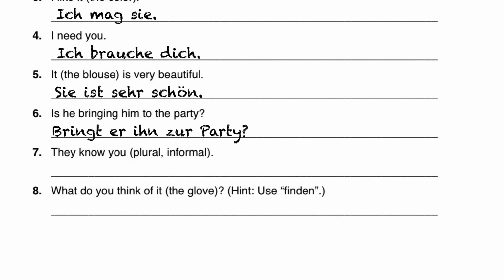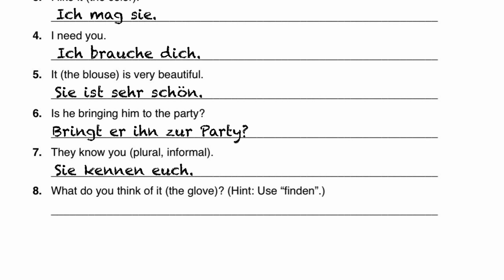Nummer 7. They know you. You is this time actually identified as the plural informal, which means that we need here the ihr form. But since the you here is the direct object, that means we need euch. They is the sie form, and so we have to use sie kennen euch. They know you. They're acquainted with you.